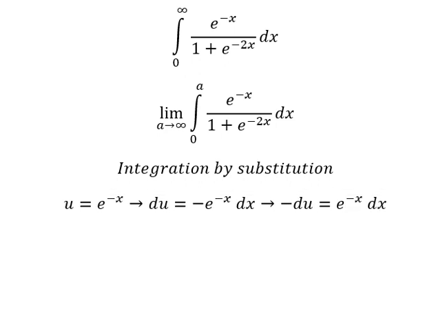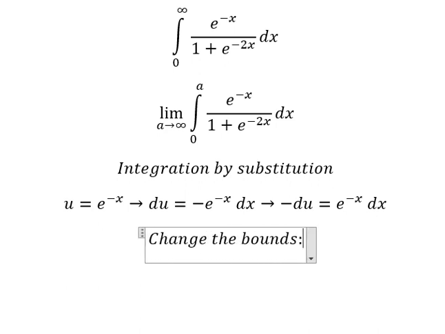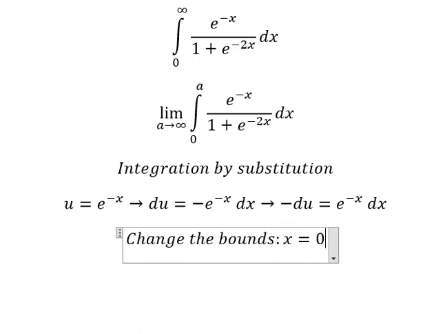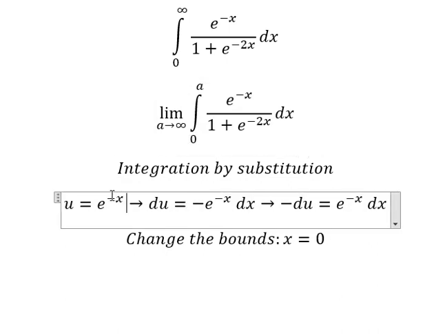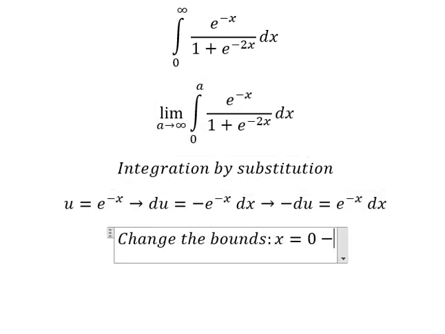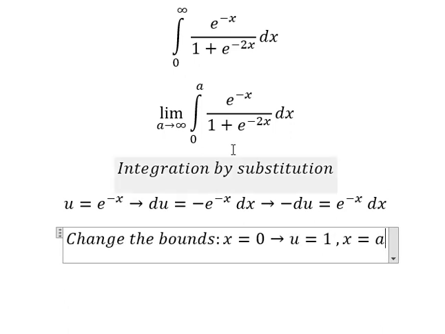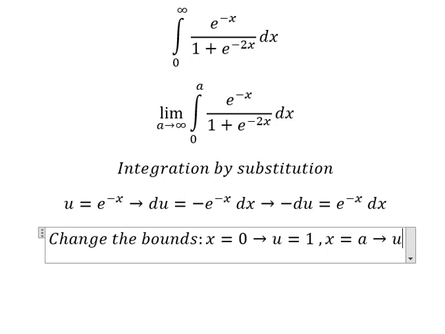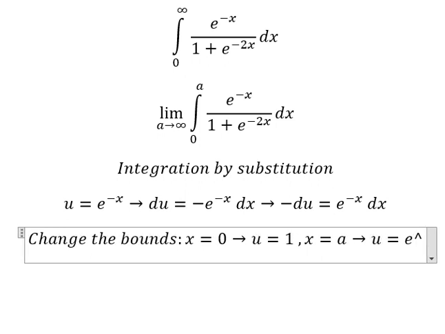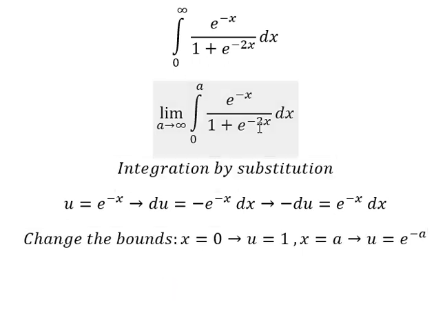Next, we need to change the bounds. When s equals 0, I will put 0 here, and we have u equals 1. When s equals b, we put the value of b here, and we have u equals e to the power of negative b.